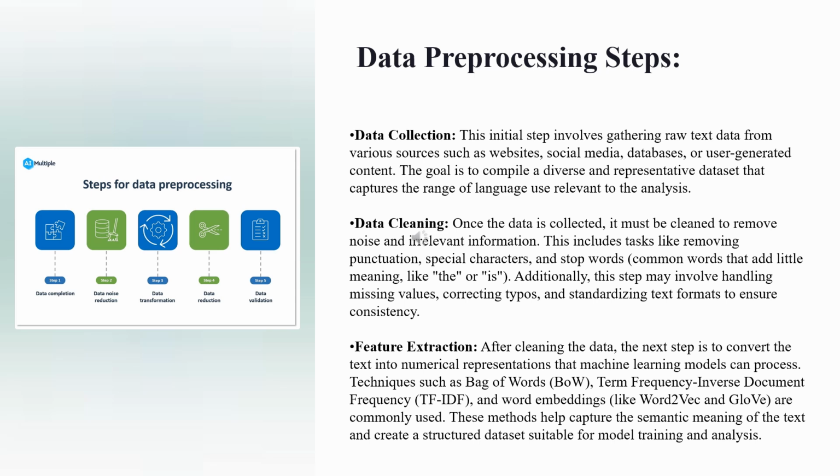Then, feature extraction. After cleaning the data, the next step is to convert the text into numerical representations that machine learning models can process. Techniques such as bag of words, term frequency, inverse document frequency, and word embeddings are commonly used. These methods help capture the semantic meaning of the text and create a structured dataset suitable for model training and analysis.